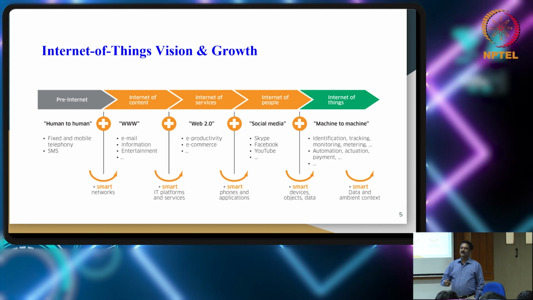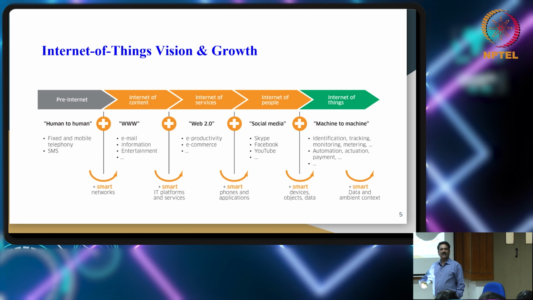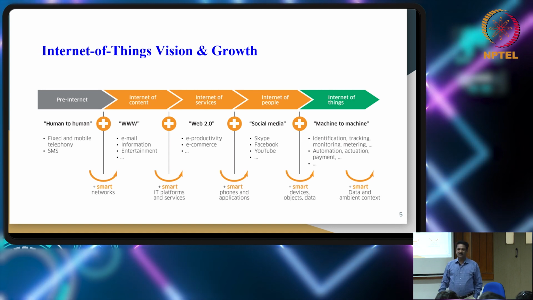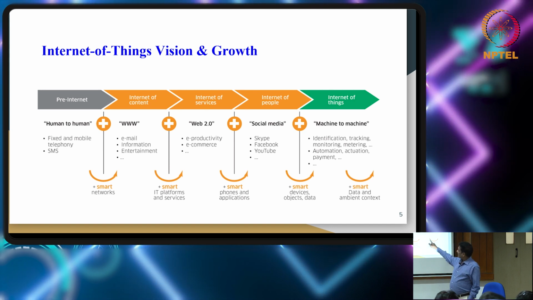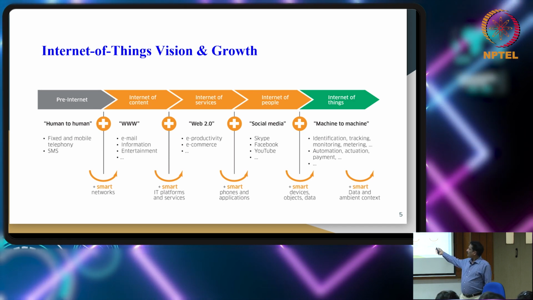For example, you have heard about the local area network, LAN, and WAN, wide area network. Everything is connected through Ethernet or fiber optics, connected with wires. Before internet, pre-internet, what happened? Human to human interactions, for example, fixed and mobile telephonic communication or SMS.